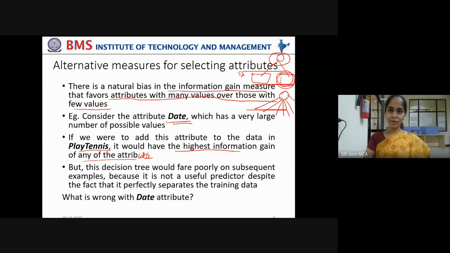But why is it not a good predictor? This decision tree would fare very poorly on subsequent examples because it is not a useful predictor, despite the fact that it perfectly separates the training data. Though date perfectly separates the training data, there are 30 dates given, 30 branches will be built and you have perfect classification. But it is not a good predictor. Why? It can't generalize well.